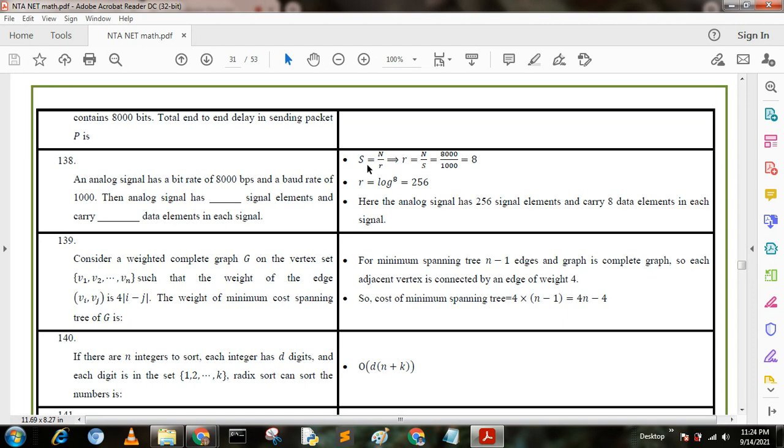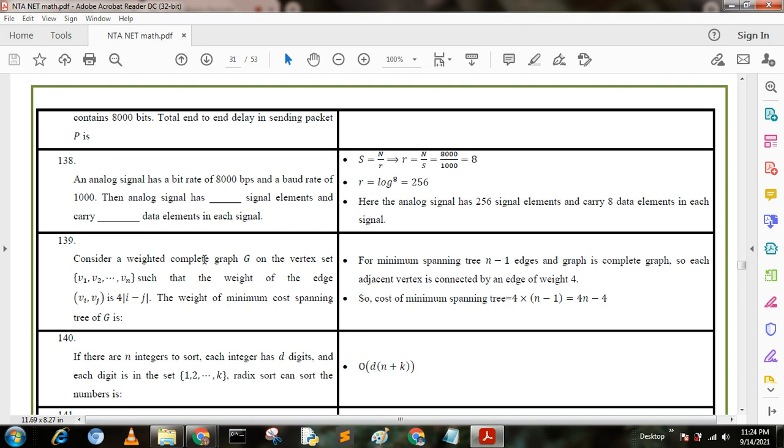We know that S equals N by R. Here S is the signal rate, N is the number of bits, R is the number of bits per second. That is, R equals N by S, with N equal to 8000 and S equal to 1000. We solve this and get the value 8, and then 2 to the power 8, that is 256. Here, the analog signal has 256 signal elements and carries 8 data elements in each signal. Next question.